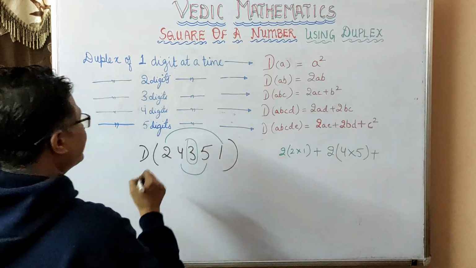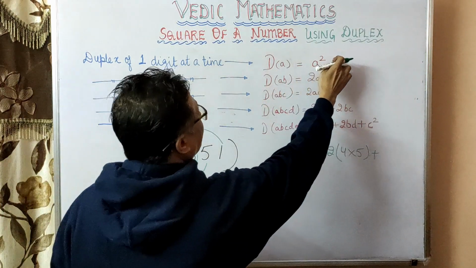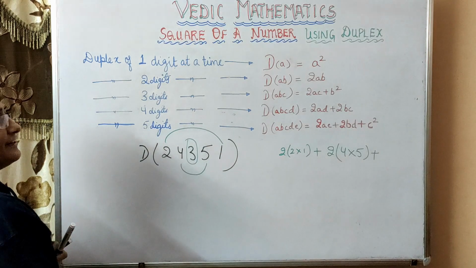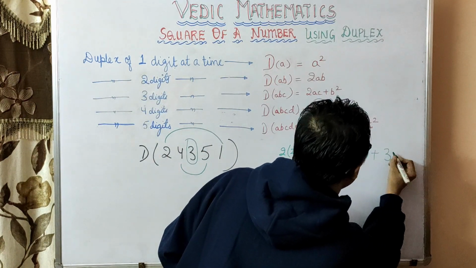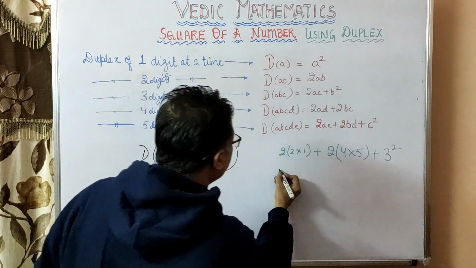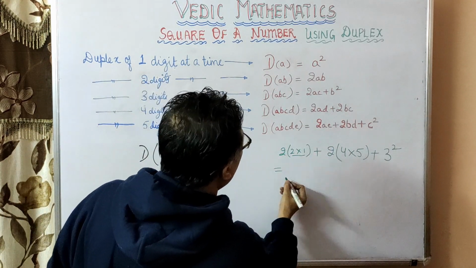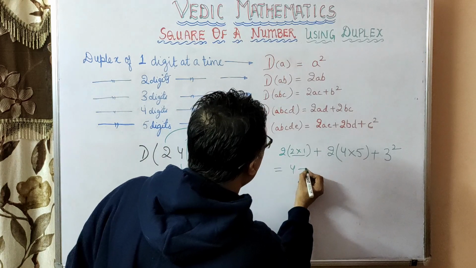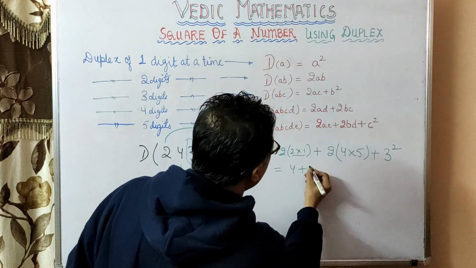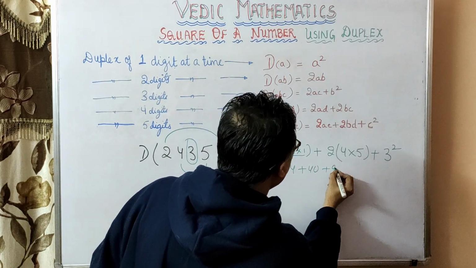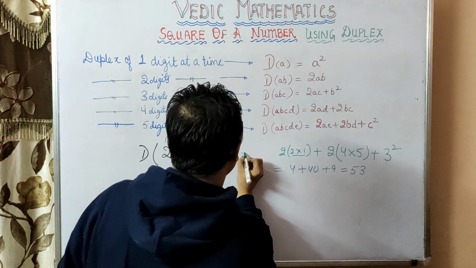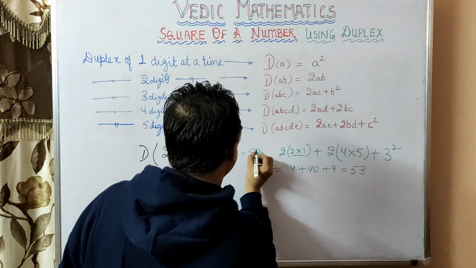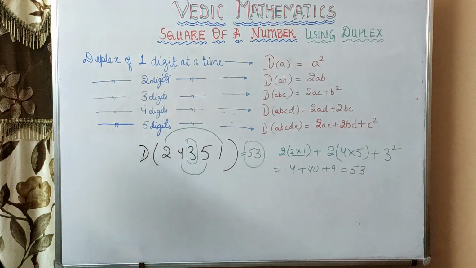This single digit remains. Whenever a single digit remains, we just take its square. So what will be the duplex? It will be 2 into 2, 4, plus 20 into 2, 40, plus 9, 49, plus 4 is 53. So the duplex is 53. This is how we calculate the duplex.